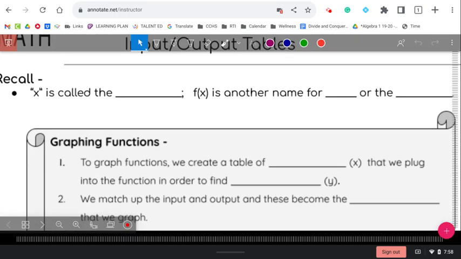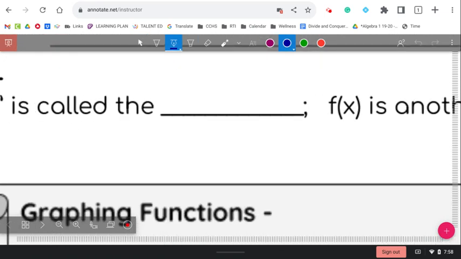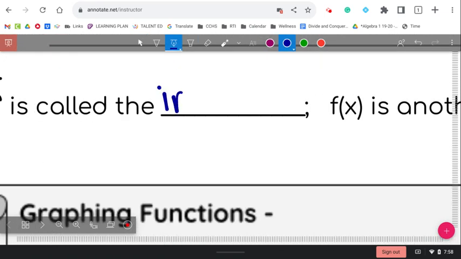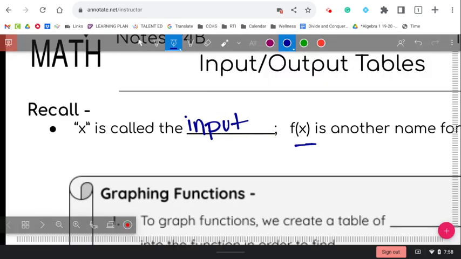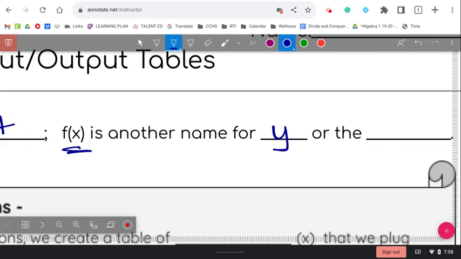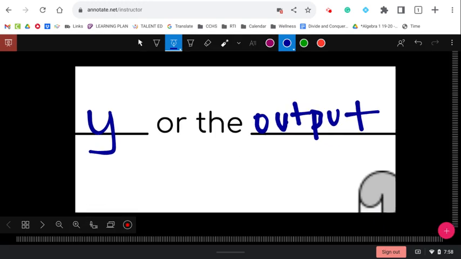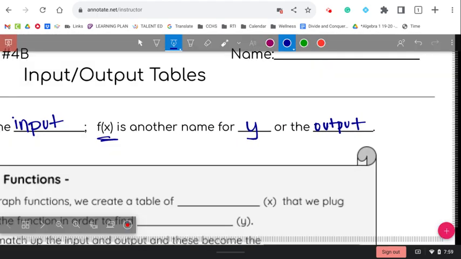So reviewing from the beginning, x is called our input, and f of x is another name for our output or the y value. So that's going to be really important that we understand the differences between those and that those words are pretty much interchangeable for our input and our output. Sorry, my handwriting is going to be bad.